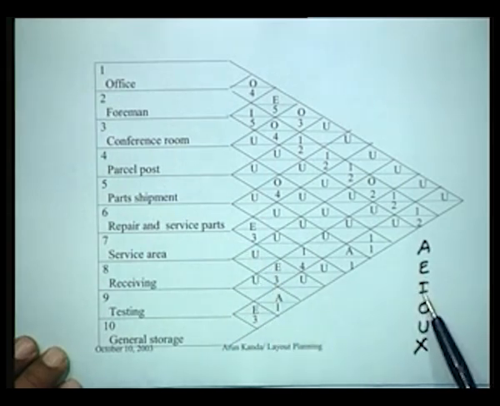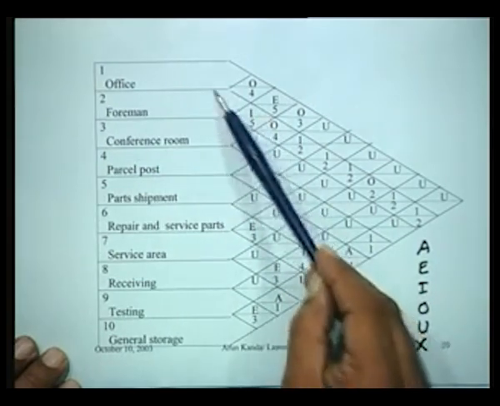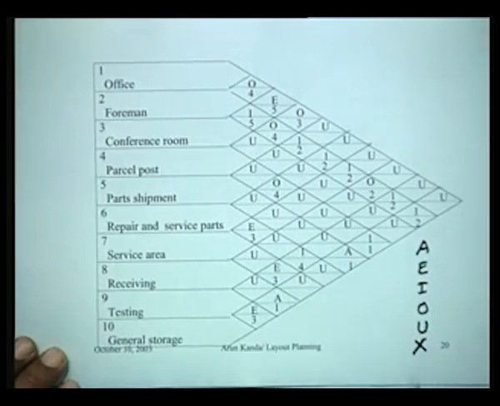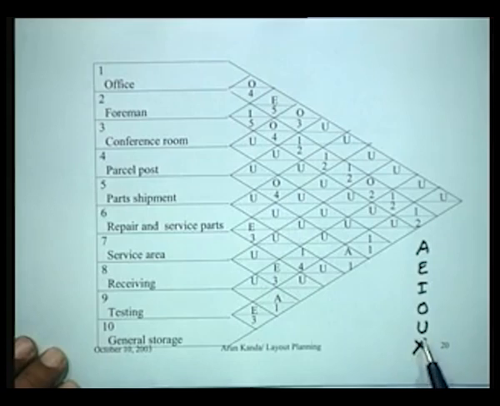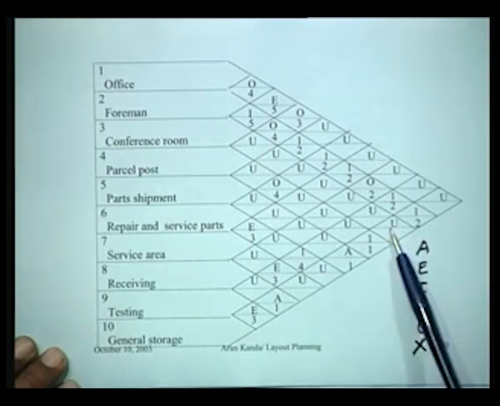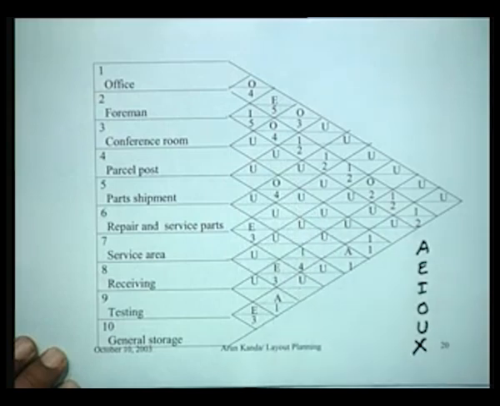I is important. So for instance, here the conference room and the foreman's room, it is important to have them close to each other, because you can call them for conferences or whatever be the reason. O, ordinary closeness is okay. So you have an O rating between the repair and service department and the parcel post. And U is unimportant. It's unimportant that they be close to each other. For instance, conference room, it is unimportant that it is close to parcel post or parts shipment and so on.